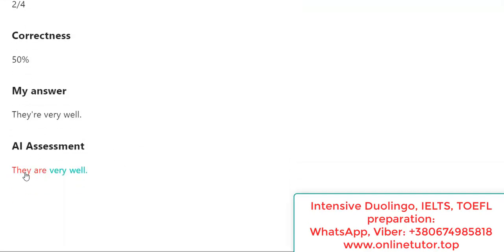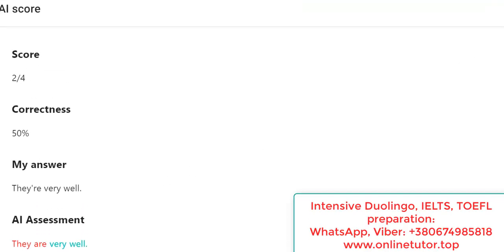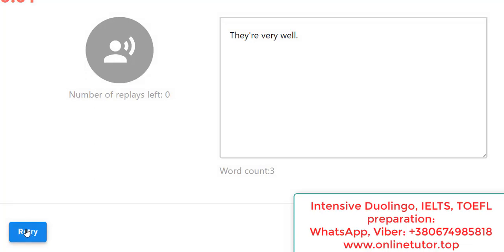You see they write here that it's a full form, but I cannot agree. Very often the authors of this resource can be mistaken. For example, let's listen again. They're very well. You see, it's contracted. Also, Duolingo doesn't penalize you greatly for these contractions, because compared to other elements of the sentence, this aspect, they are or they're, is not very important. Okay, let's go on.